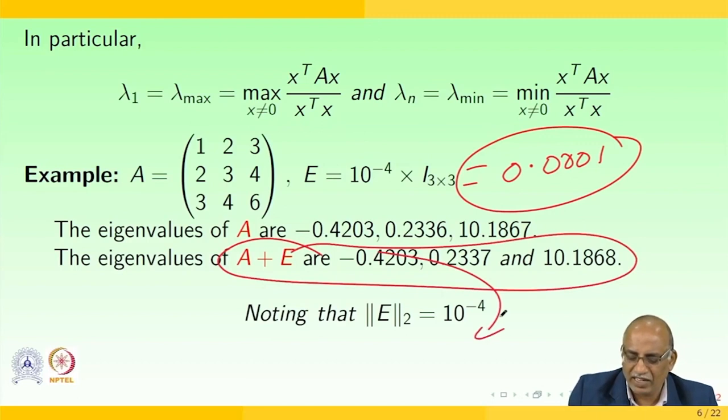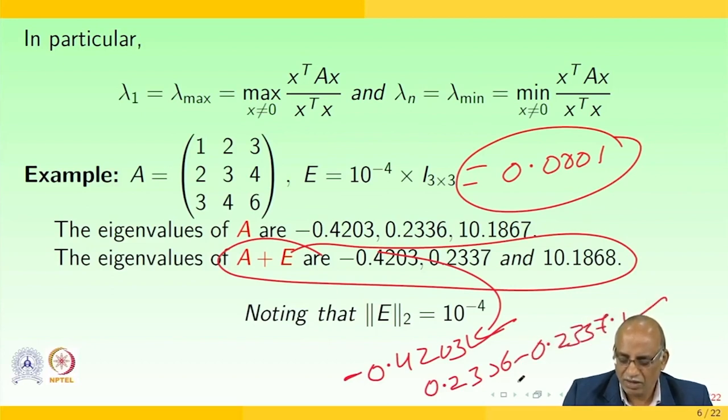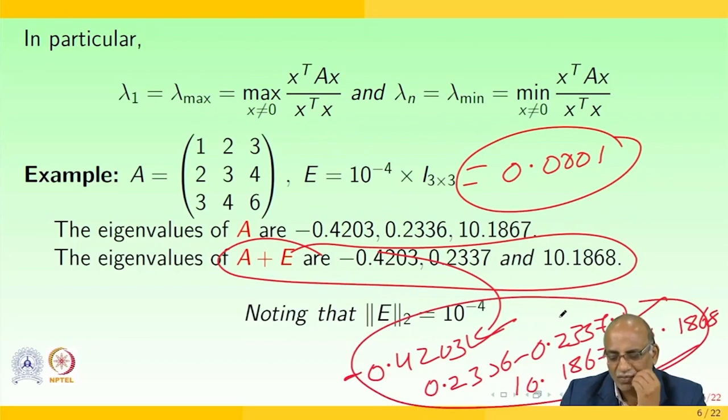So the first eigenvalue, if you look at it, is the same, minus 0.4203, no change. Look here, 0.2336 becomes 0.2337, that is a change. And the third one is 10.1867, which becomes 10.1868. So there is a change over here. So you can see change in these eigenvalues with small changes in E.